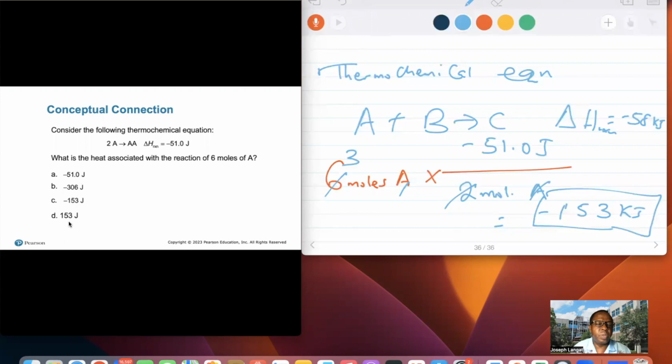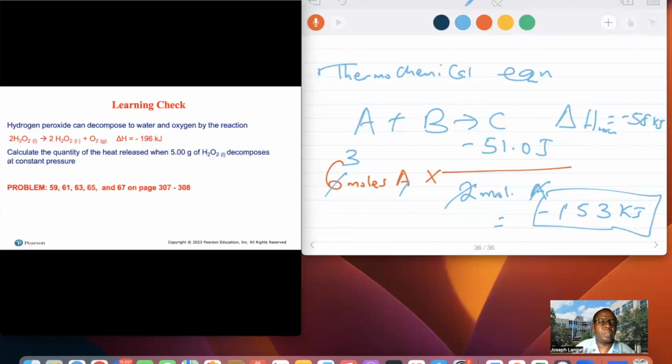If you don't know what you're doing, you may even bubble it out if it is multiple choice, or you may click the wrong answer instead of getting the correct one. Do the math first before you narrow it down to specific. Make sure you set your work correctly. But the correct answer is negative, not positive, because it is released.